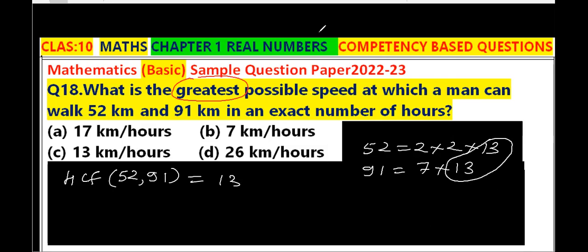So what is the answer here? So 13 kilometer per hour will be the greatest possible speed in an exact number of hours. So 13 is the answer of this question.